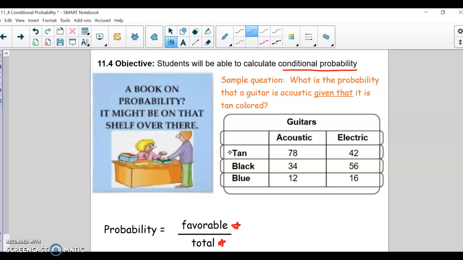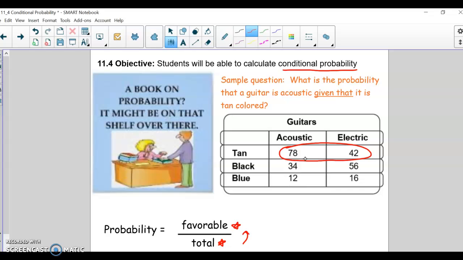So you could look at, in this set of guitars, we've got different colors and different types, acoustic and electric. So you could say the probability that a guitar is acoustic, right? That would just be all the acoustic ones out of the total guitars. But then you're going to say "given that." So the probability that it's acoustic given that it's tan. Okay. And what'll happen when they say "given that" is now you're going to look at just the tan ones when you're doing your probability. So your bottom number will be just the tan ones, and out of those tan ones, how many are acoustic? So it's a little bit goofy, but we'll do some examples and hopefully it'll help.